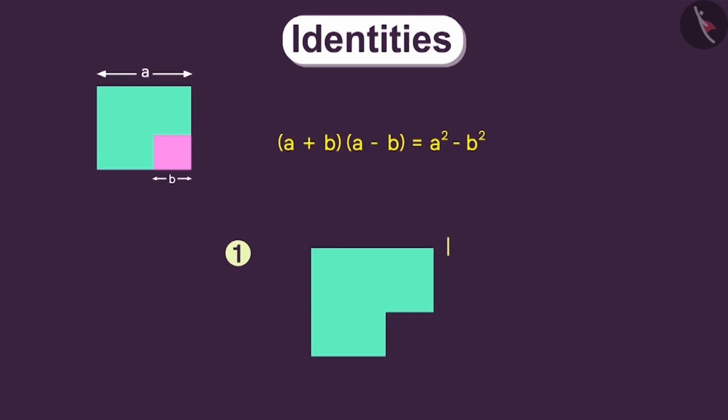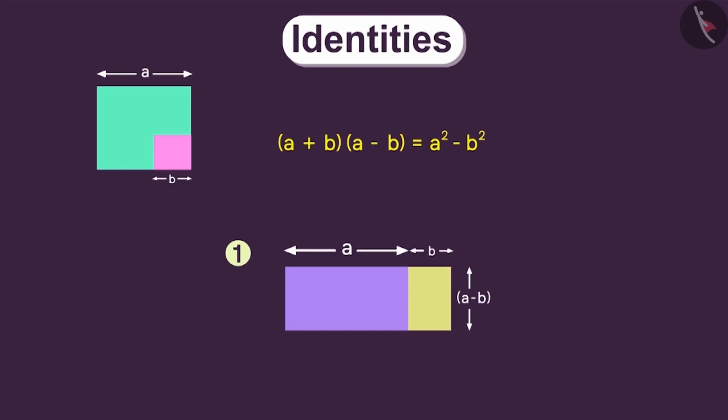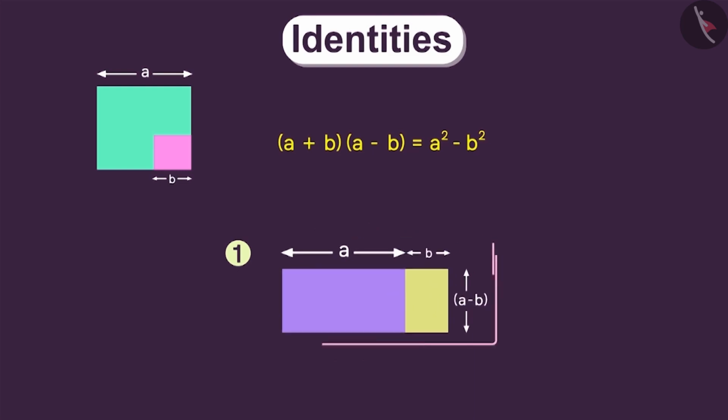We can see that this remaining area can be divided into two rectangles. The length of the first rectangle is equal to A and its breadth will be equal to A minus B. Now, let us consider the second rectangle. We can see that the breadth of this rectangle is b, and its length is equal to a minus b. But if we observe, the breadth of this rectangle is equal to the length of this rectangle, we can move this rectangle from here and fit it over here. By doing this, we get one big rectangle.